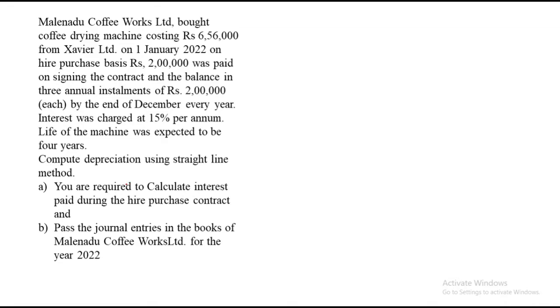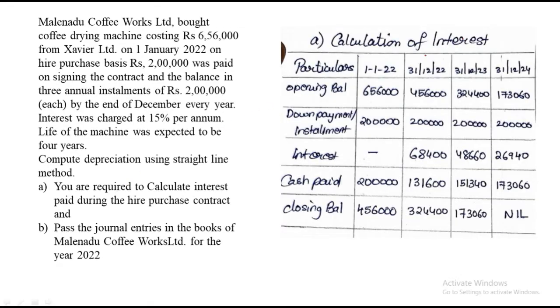So our working will be calculation of interest. Particulars. You bought the machine on 1st Jan. And every December you are going to end. So December 22, December 23, December 24, because the installments are paid in 3 equal installments. So 1, 2 and 3. Format is opening balance, down payment or installment, interest, cash paid and closing balance. We start with the opening balance.